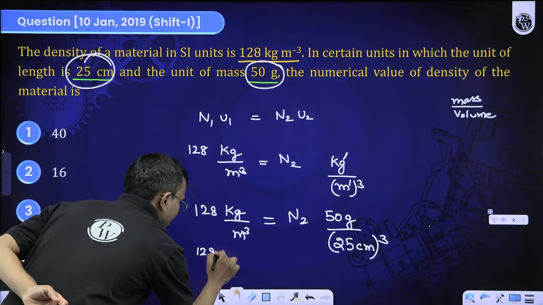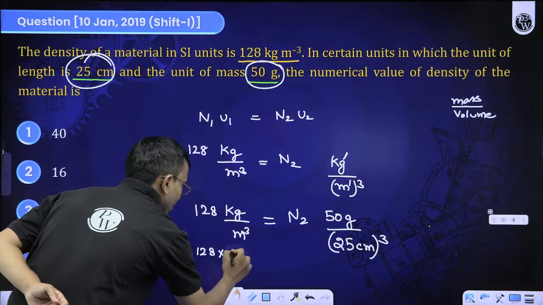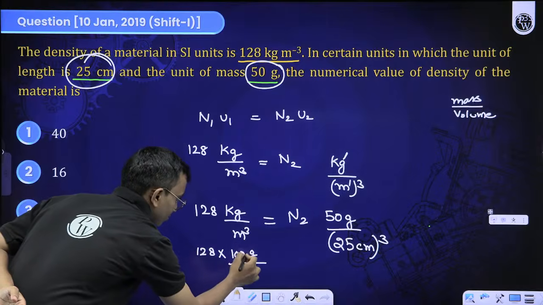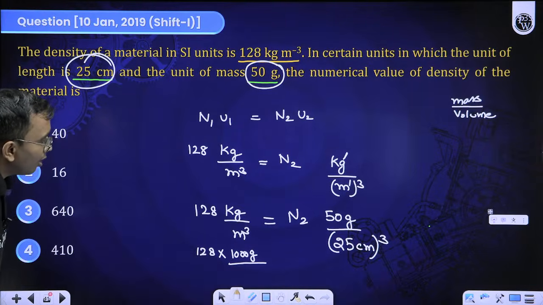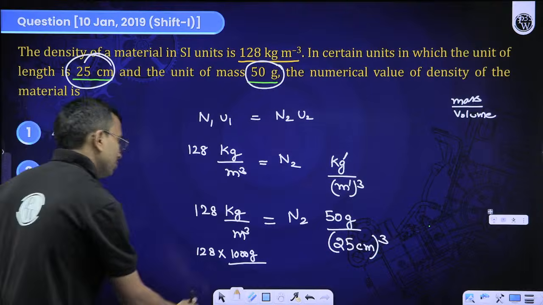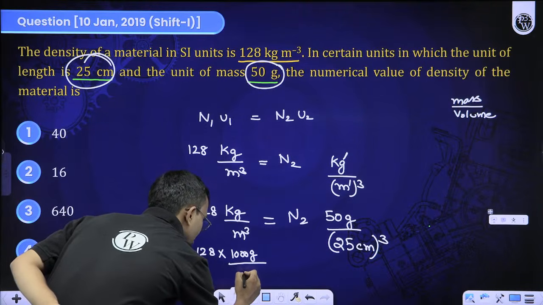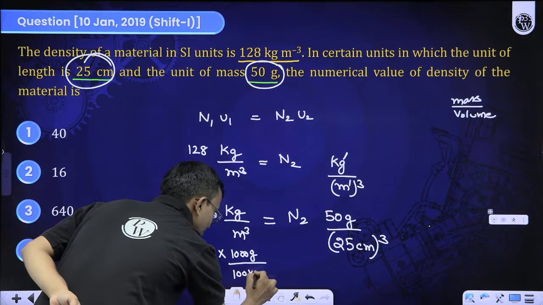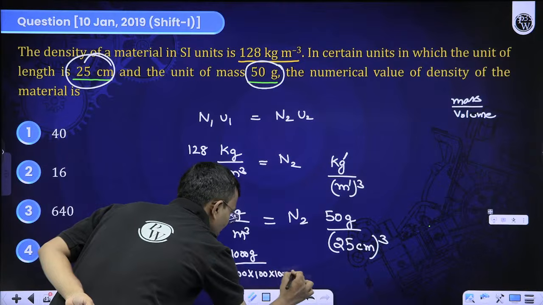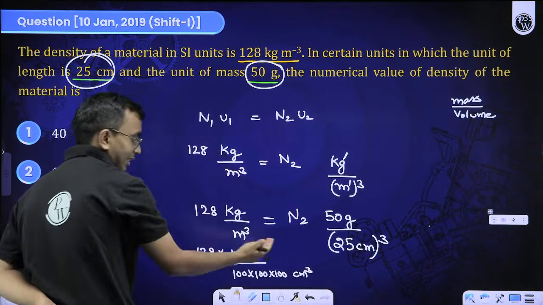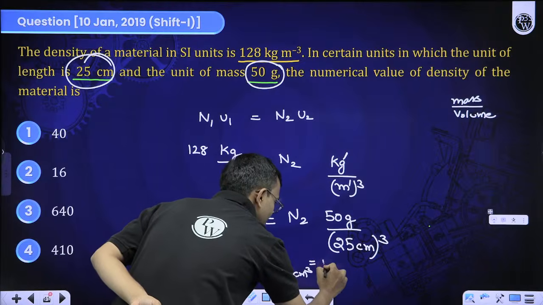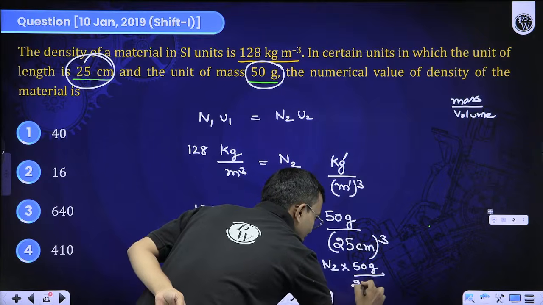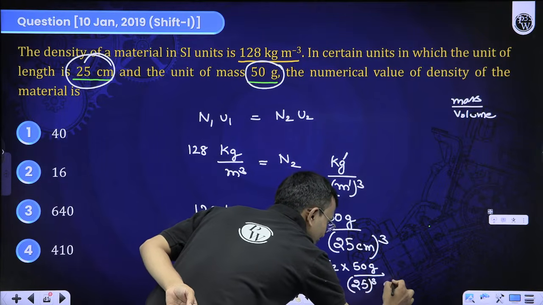So 128 into kg, I am converting that to grams. So I can write that as 1000 grams divided by 1000 grams, divided by meter cube. Let us convert meter into centimeter. So when you convert, it will become 100 centimeter, 100 cube. I'm just writing 100 into 100 into 100 to simplify that, because a few things will get cancelled. Therefore, I'm writing it like this: N2 into 50 grams divided by 25 cube into centimeter cube.